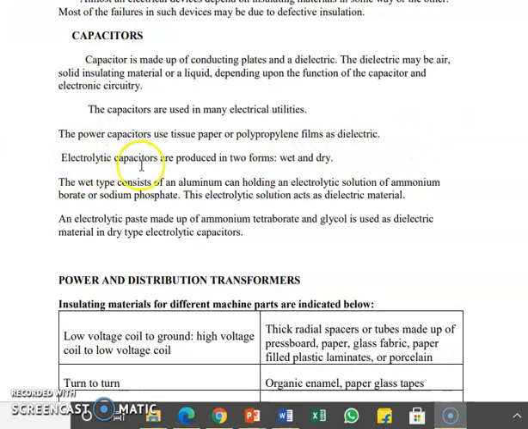Let us consider the electrolytic capacitor. Electrolytic capacitors are available in two forms, wet form and dry form. The wet type consists of an aluminum can holding an electrolytic solution of ammonium borate or sodium phosphate. This solution acts as the dielectric material in the wet type electrolytic capacitor. In the dry type electrolytic capacitor, an electrolytic paste made up of ammonium tetraborate and glycol is used as dielectric material. Thus, for different types of capacitors, we use different types of dielectric materials.